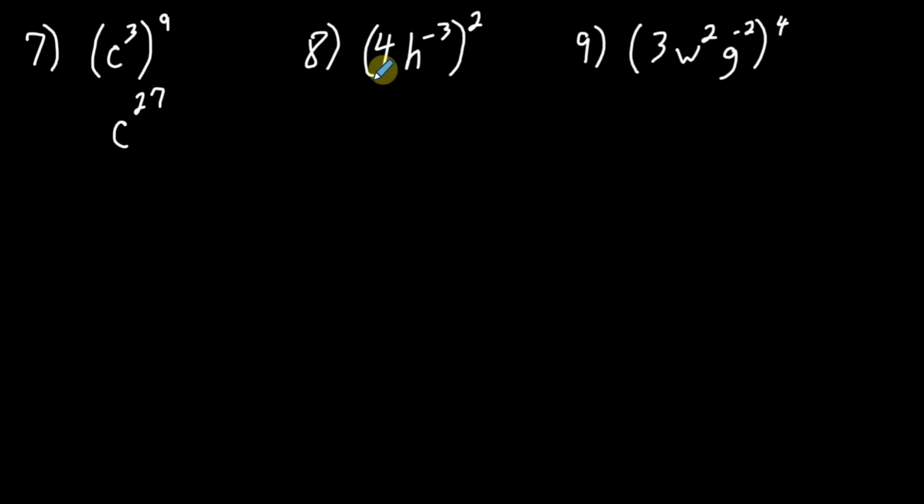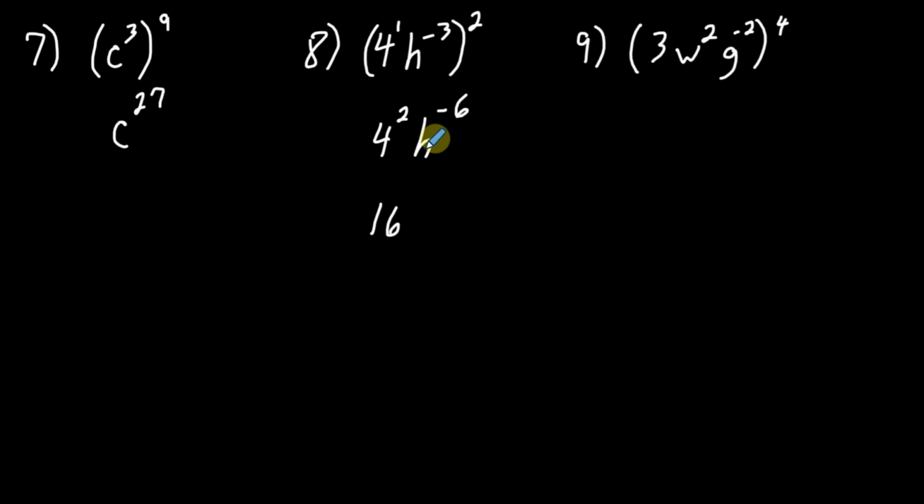4 is not an exponent, so you're not going to multiply 4 times 2. You're going to take the exponent of 4. It's not written; it's understood to be a 1. And you're going to multiply it by 2. So 1 times 2, so 4 to the 1 times 2, and then h to the negative 3 times 2. Okay, so we simplify. 4 squared, 4 times 4.